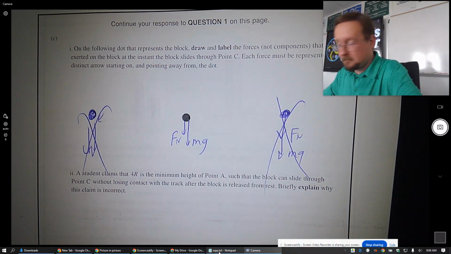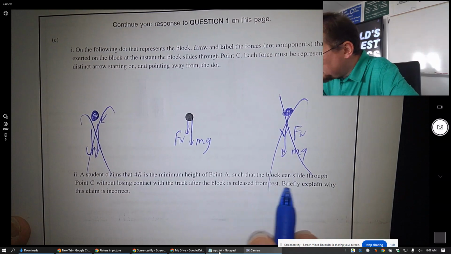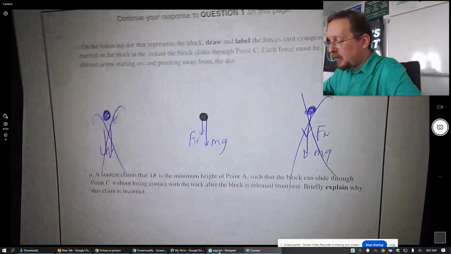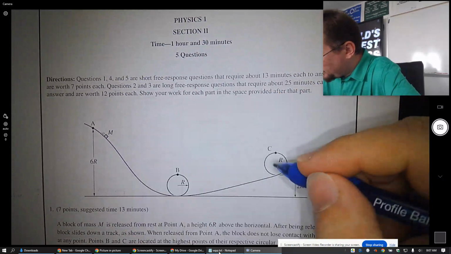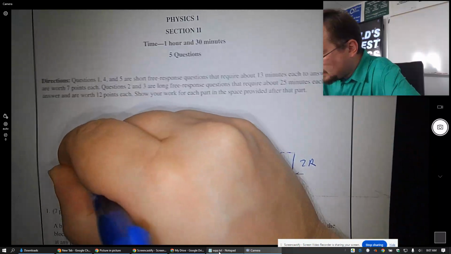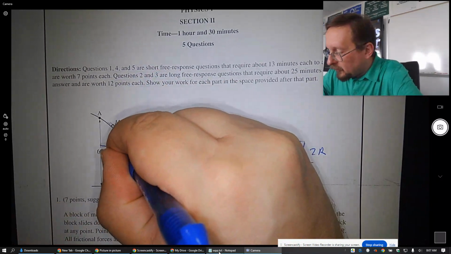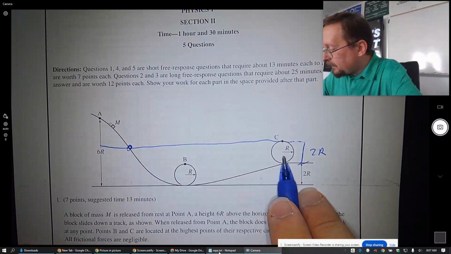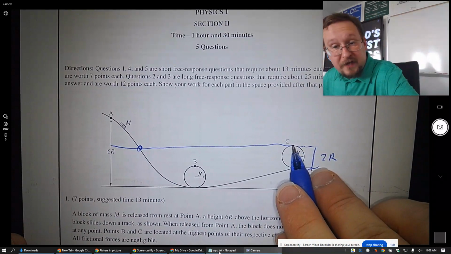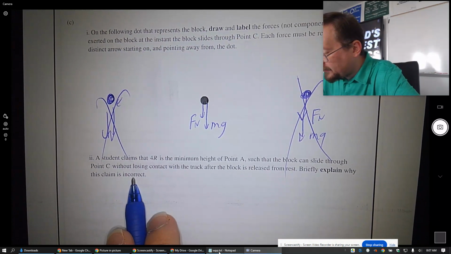So, okay. A student claims that 4R is the minimum height that point A can be so that the block can slide through point C without losing contact with the track. Oh, okay, I see what they're getting at. This would be the 4R they're talking about. So if you release the block here, it could make it to point C, but then it'll stop and fall right out of the track, right? So briefly explain why this claim is incorrect.